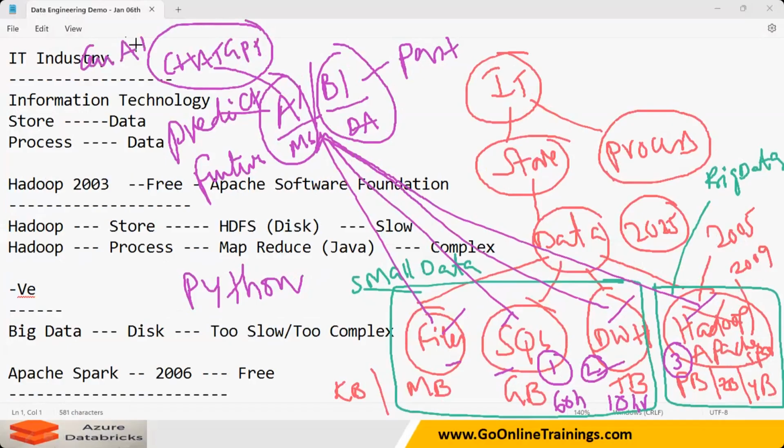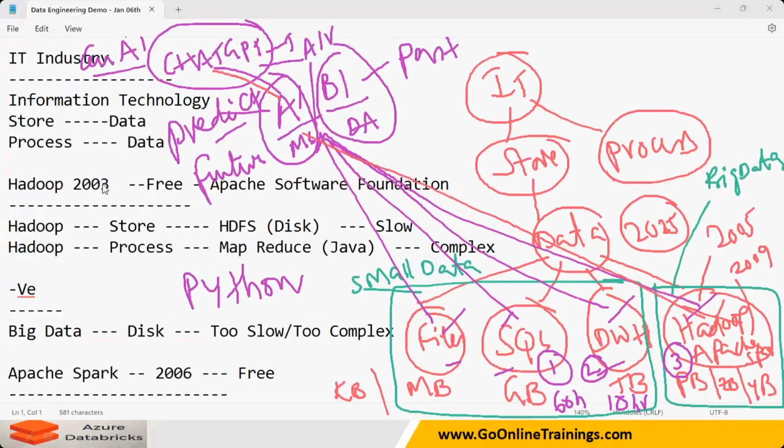So, normal AI is going to be predicting, right? A generative AI application is not going to predict anything. Instead of that, it is going to be generating what? Generating text, or generating audio, or generating a video. So it is called Gen AI. Where is Gen AI going to get the data? Gen AI is going to be getting the data from Hadoop or Apache Spark.